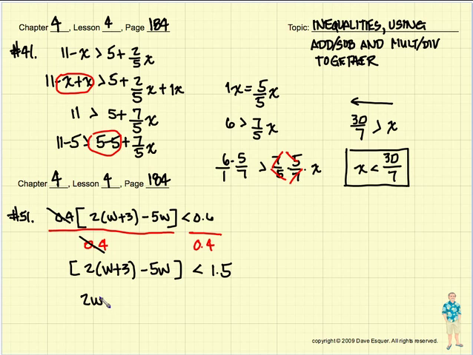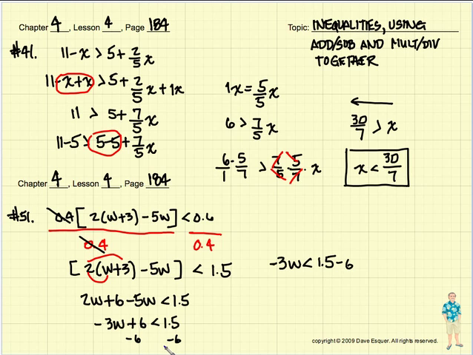Now let's work our way out from the inside out. So we have 2w plus 6 minus 5w is less than 1.5. I distributed. We can finish this up here. 2w plus 6 minus 5w, I think that's minus 3w plus 6 is less than 1.5. This looks like minus 3w is less than 1.5 minus 6. I subtracted 6 from both sides.